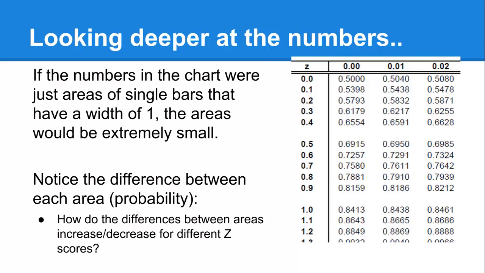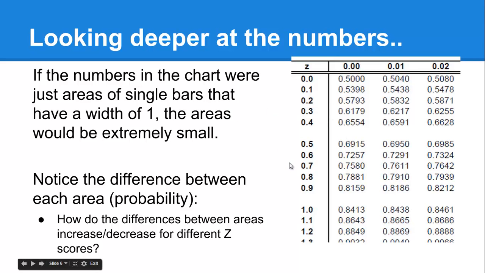Looking deeper at the numbers, if the numbers in the chart were just areas of single bars that have a width of 1, the areas would be extremely small. What I'm saying is these numbers are not the area of a single bar between 0.00 and 0.01. It's all the area less than. So at 0, it makes sense that 50% is less than. We're just looking at things that are very, very small.